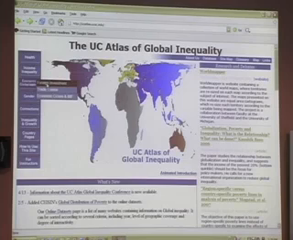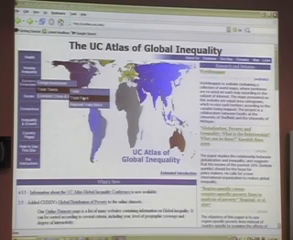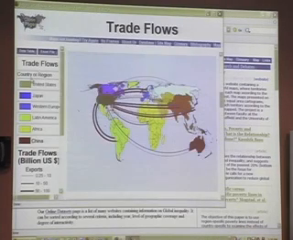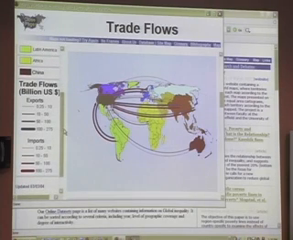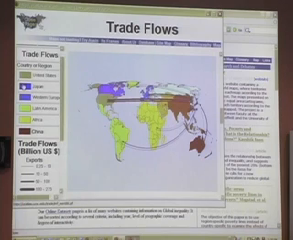UC Atlas also has information on global trade flows. This map shows trade coming in and out of each region. The size of the arrows indicates the amount of exports, the blue arrows, and imports, the red arrows. If we take Japan, for example, you can see there's a massive amount of exports going into the United States, as well as imports coming back from the States.